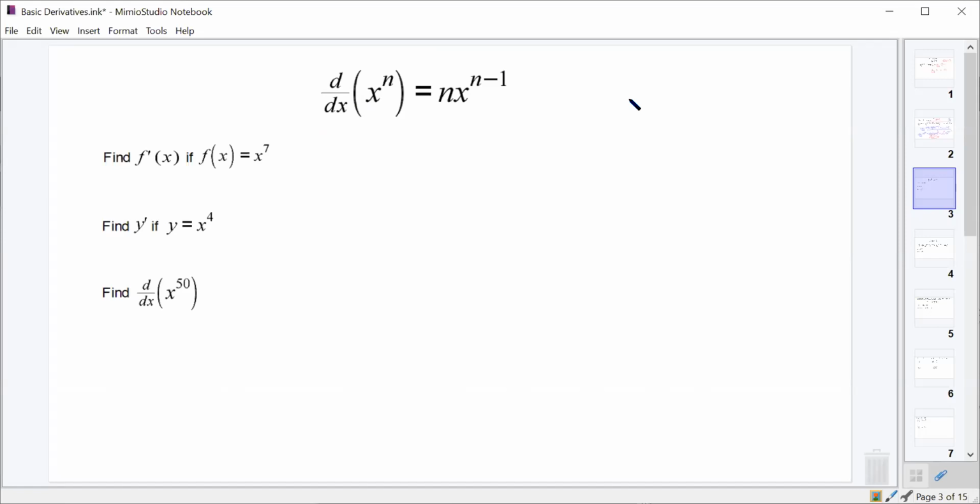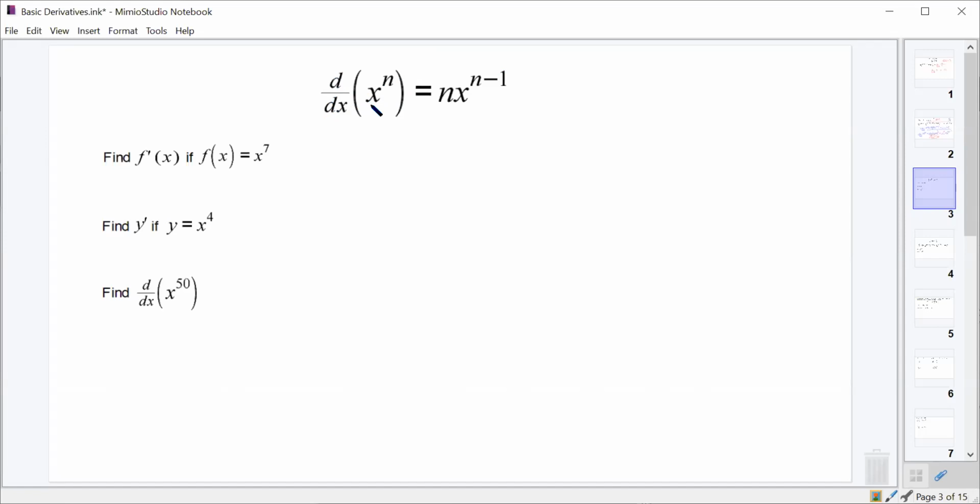Wait, so the whole thing, d over dx, is just the notation for the derivative of the function x to the n power? Yep, that's exactly right. This just means the derivative of whatever function I've got written over here. Okay, got it. Yep, that's what that means. And you're going to see that d dx notation over and over and over again.